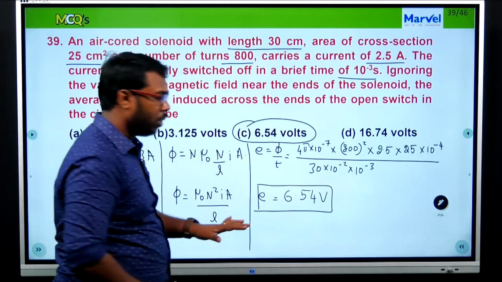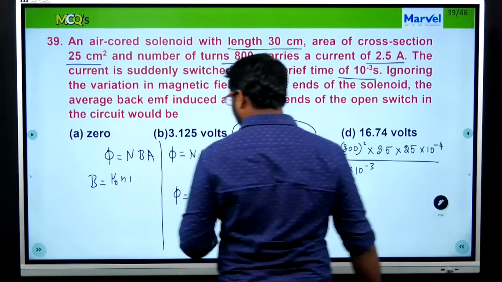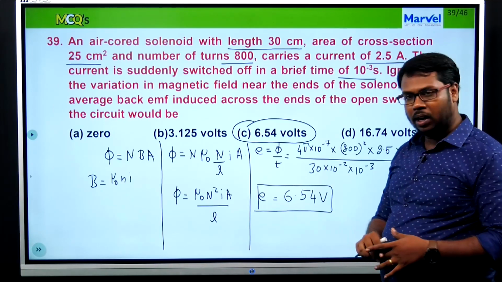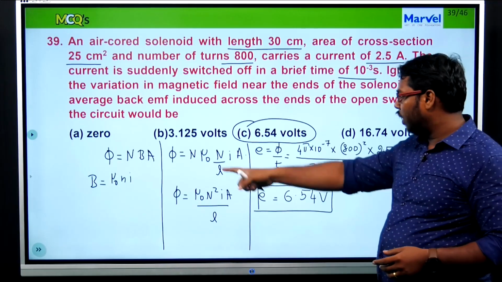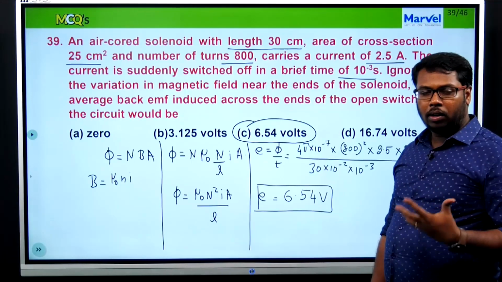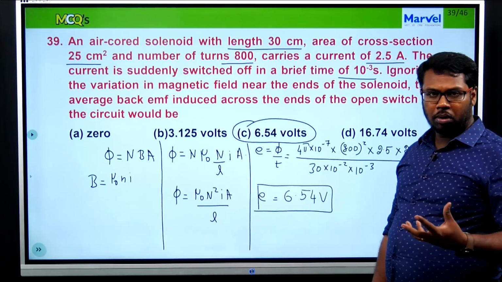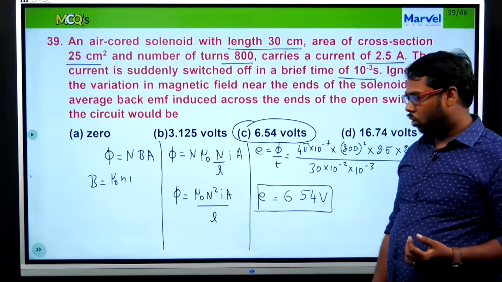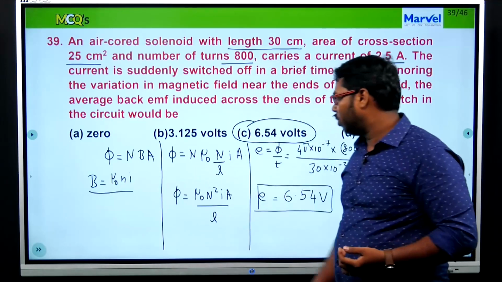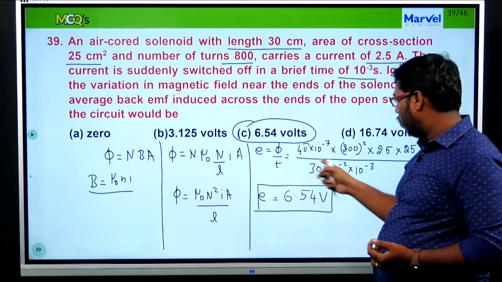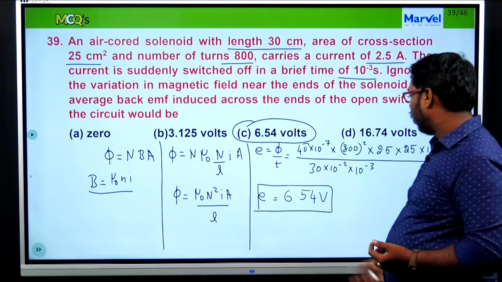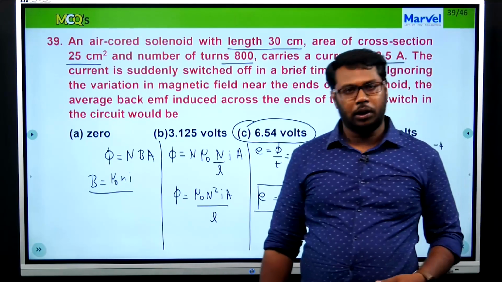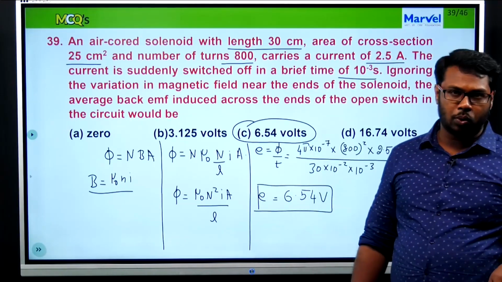So the basic phenomenon in here is electromagnetic induction, where E is equal to phi by t, and phi indicates the flux inside a solenoid, which is nothing but magnetic field times area. Again we find the magnetic field inside a solenoid, and the equation for it goes like this, and I will plug in all the values to get my E. So this is how the problem is done. So we move to the next question.